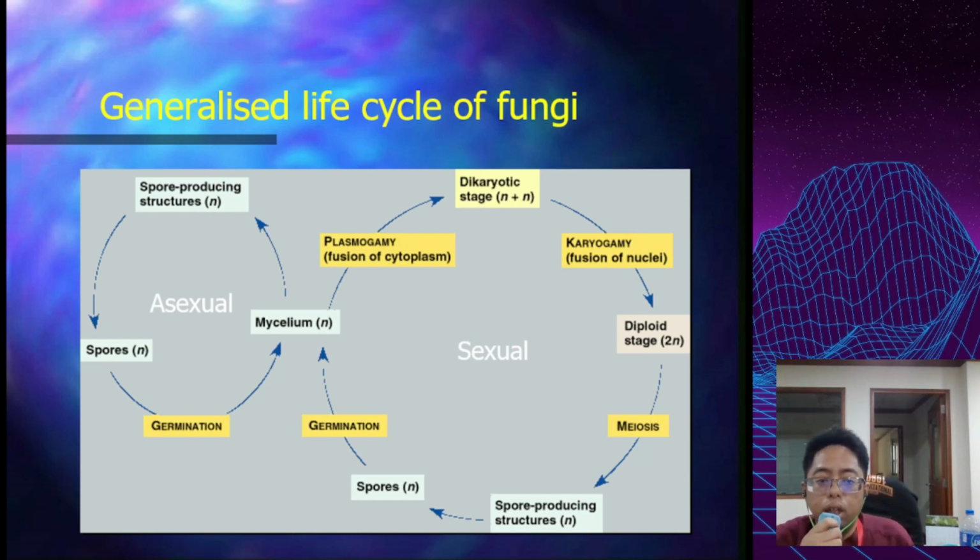For sexual, it starts as a mycelium, but they do not just create a spore-producing structure. First of all, they have to fuse their cytoplasm together. So you have two fungi combining their cytoplasm, plasmogamy. Okay, and then the dikaryotic stage, you have two nuclei, and then karyogamy means that the nuclei will fuse, causing them to become a diploid nucleus. This diploid nucleus will undergo meiosis, and this will create the spore-producing structure just like asexual, which will create a lot of spores.